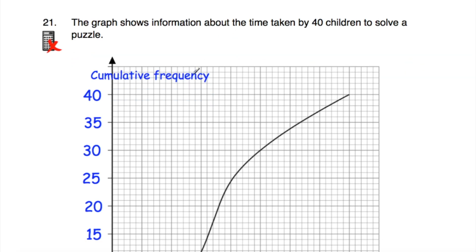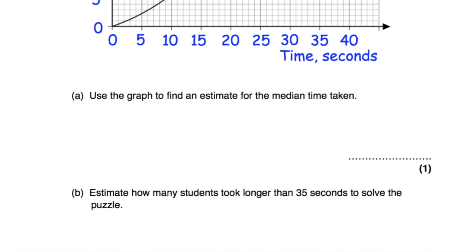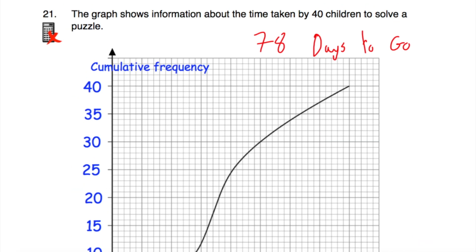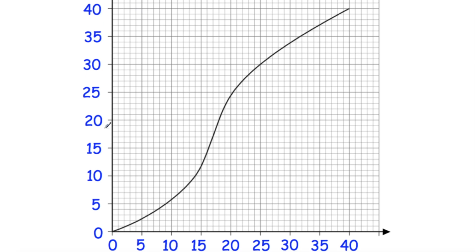Okay, so question number 21 is on cumulative frequency graphs. And if you watch the video 78 days to go, 78 days to go, that video goes through cumulative frequency. In terms of this question, if you want a bit of a hint on it, question A says find an estimate for the median time taken. Well, altogether there's 40 children, so in terms of the median, think of the middle of 40, which would be 20, so you're going to go across and down, and then you can read off what the median would be, your estimate.